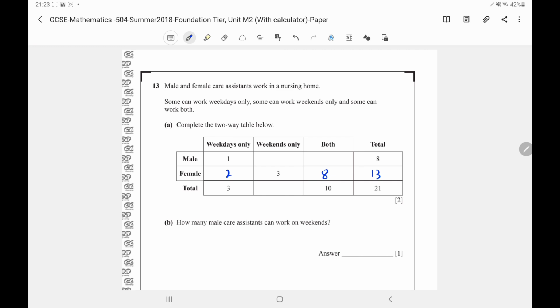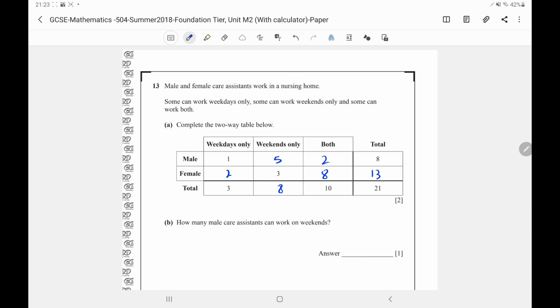Now where am I going to look? I'm going to look here. So the total's 10. We already have 8, so that's 2. And let me look at this one, top row. The total is 8. We have 1 and 2, so that's 5. And the last one here, 5 and 3 must be 8.